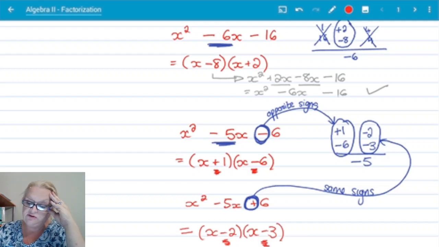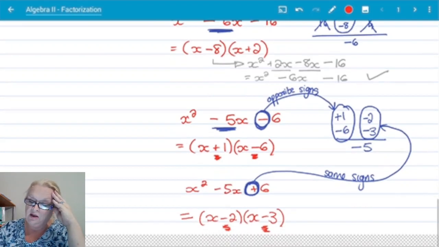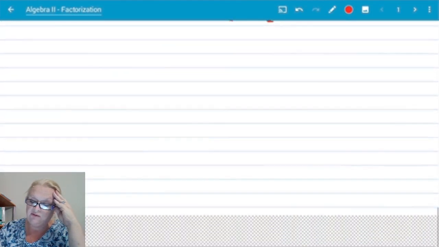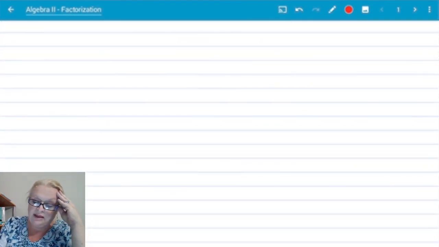All right, so those are the easy trinomials. And up to now, everything has been fairly straightforward. What I'm going to do with you now, however, is the tough trinomials.